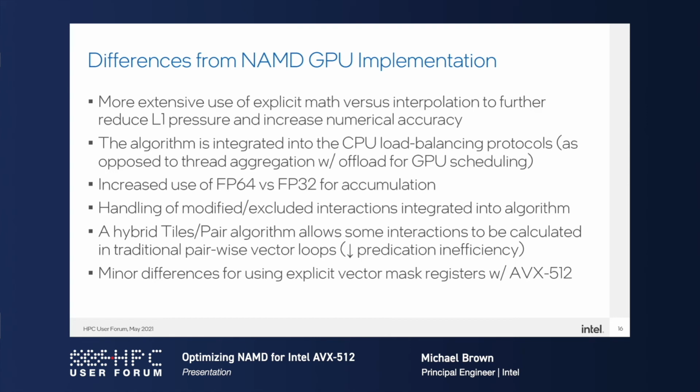The algorithm is integrated into the NAMD CPU load balancing protocols, as opposed to thread aggregation with offload for GPU scheduling. There's increased use of double precision versus single precision for accumulation. A hybrid tiles and pair algorithm is used to allow some interactions to be calculated in traditional pairwise vector loops, and this helps to reduce the predication inefficiency from clustering. Finally, there are some minor differences for using explicit vector maps with AVX 512.